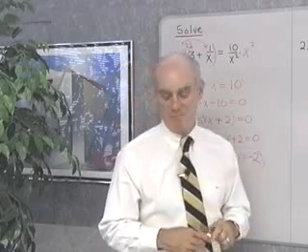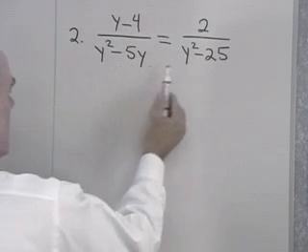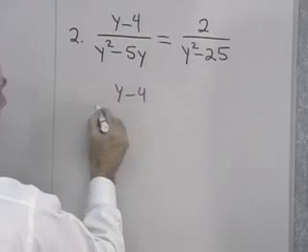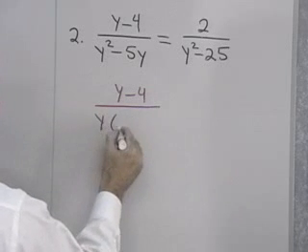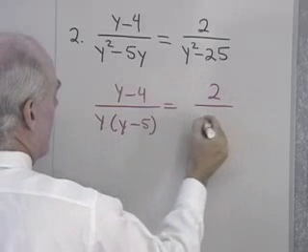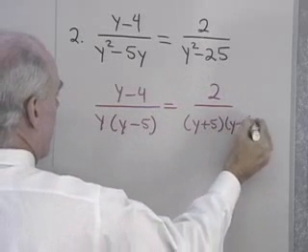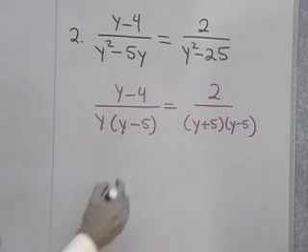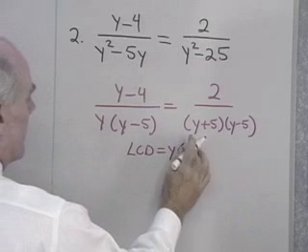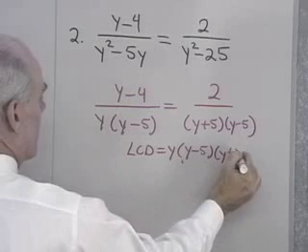Let's look at our next problem. Here I want to do the same type of thing, but before I see what the least common denominator is, I'm going to have to factor these denominators. So y minus 4 divided by y times y minus 5. And here I have 2 over y plus 5, y minus 5. So my least common denominator is y times y minus 5 times y plus 5.